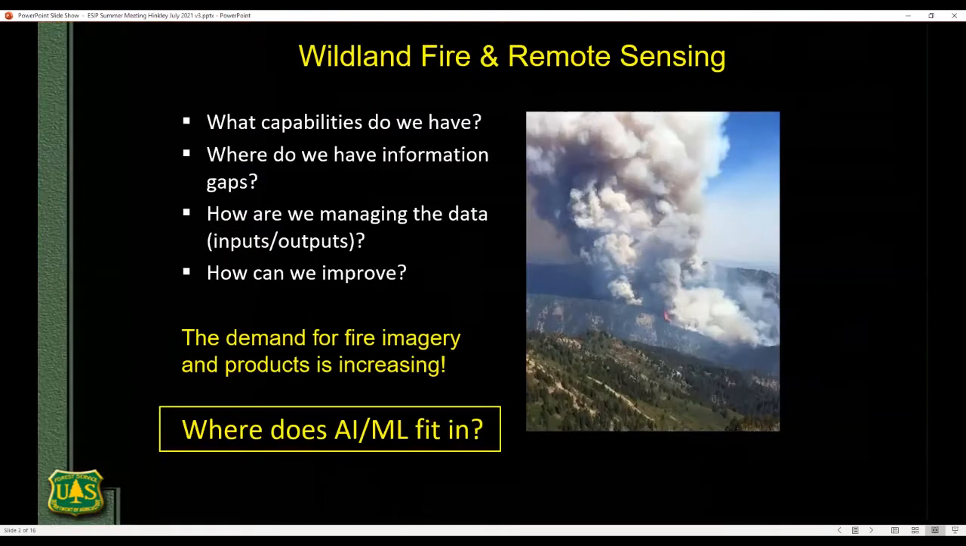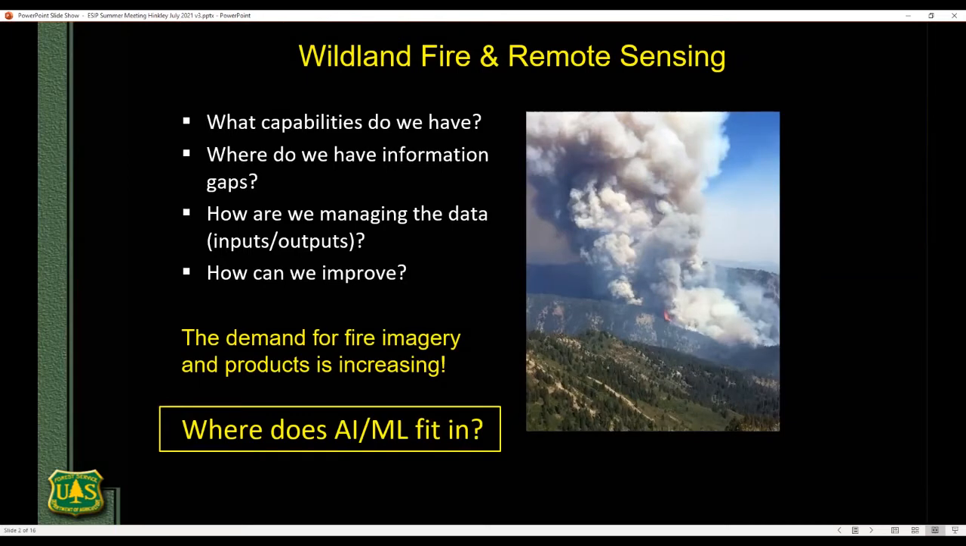When it comes to remote sensing, it's basically a toolbox. We need to understand what capabilities we have, where we have information gaps, and how we are managing the data, both the inputs and the outputs. So we have data coming in, we produce products that are used by the incident commands, and we're always looking for improvements. The demand for fire imagery and products is increasing. So where does artificial intelligence and machine learning fit in?